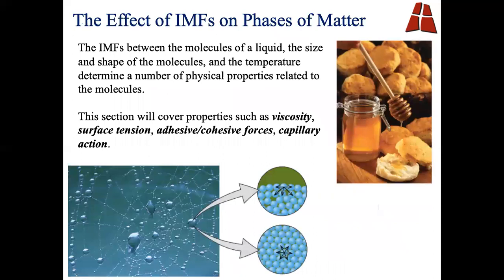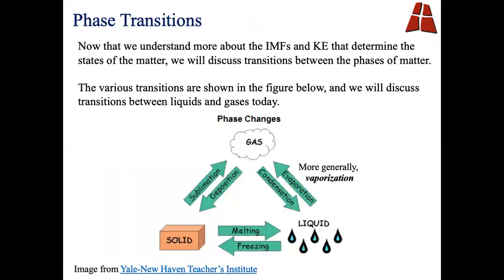And these intermolecular forces affect a whole host of properties related to our molecules. Some of the main ones we talked about are viscosity, surface tension, adhesive and cohesive forces, and capillary action. Particularly if we think about viscosity and surface tension, the greater the intermolecular force, the greater the viscosity, the greater the surface tension. Those are probably the most common ones, right? Another thing that intermolecular forces affect, since they affect the phase of our matter, is they will also come into the picture when we talk about phase transitions.